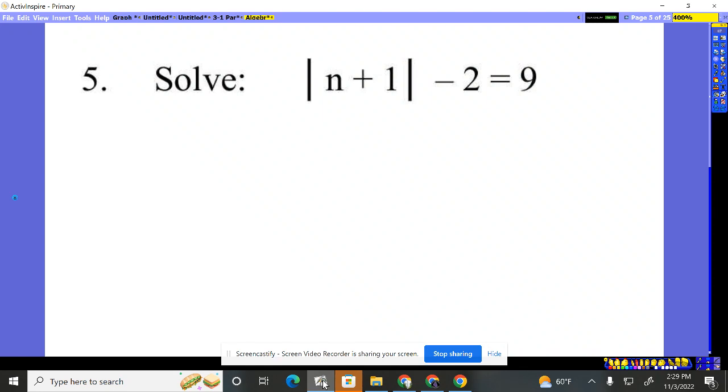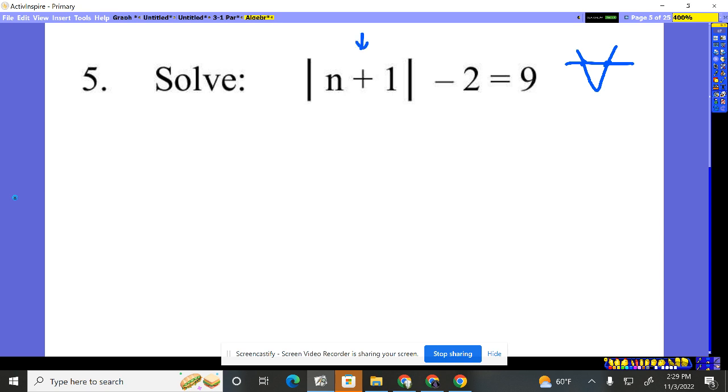Problem 5, it's an absolute value. Remember, an absolute value is usually going to be two solutions because you can have a positive solution or a negative solution. It's a V, and usually we're saying, oh, it can cross the x axis in two spots. So there's going to be two solutions here.